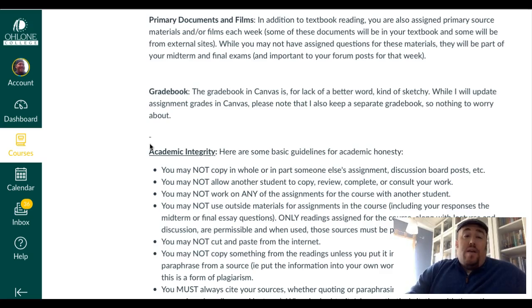One thing I want to note is I actually keep a separate grade book outside of Canvas. I do post your grades in Canvas, but in terms of calculating your final grade, Canvas can be off in terms of percentages, and it tends to hurt students, so I always keep a separate grade book as well. If something's not updated in Canvas, don't worry. I always have it updated in my grade book, but if you are concerned, you can always drop me a message.